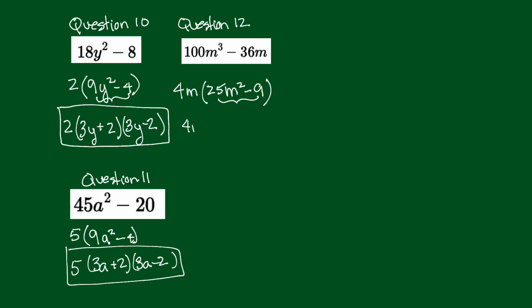So how about 4m? Bring that along. Don't forget that one. Here's our parentheses. So unsquare, we'll get 5m, 3 and 3. One's plus, one's minus.